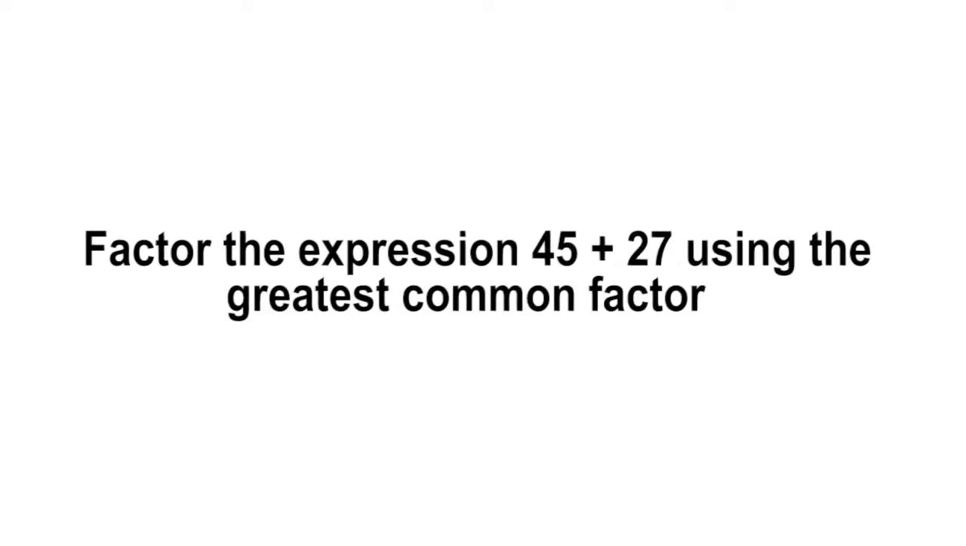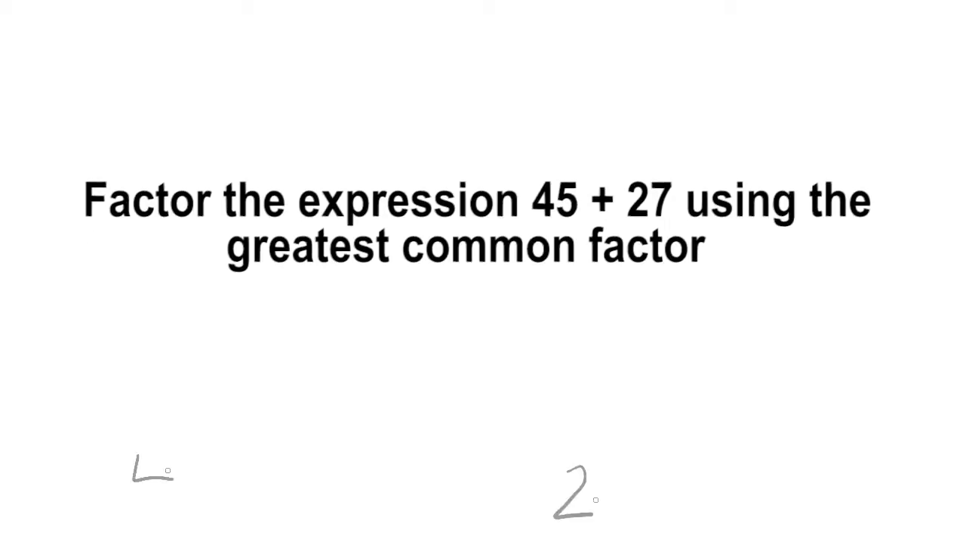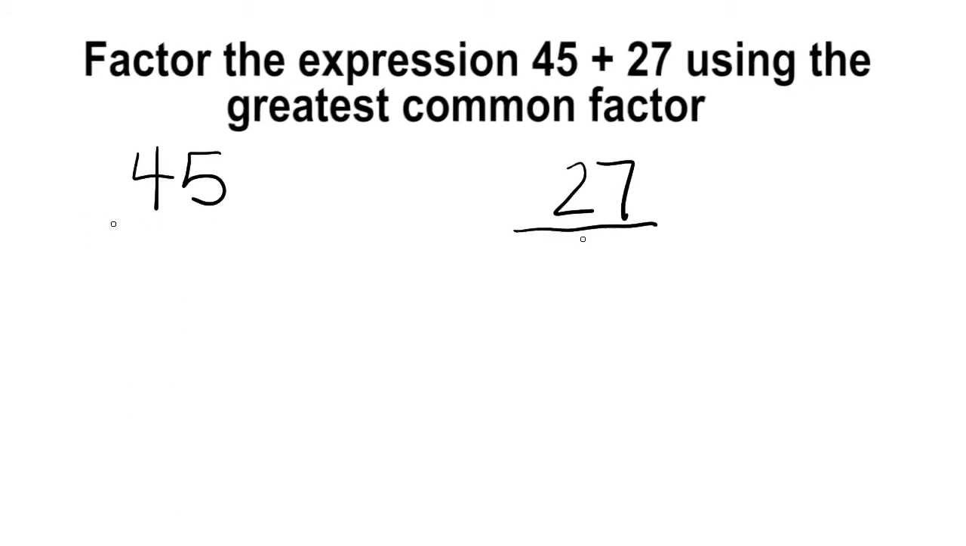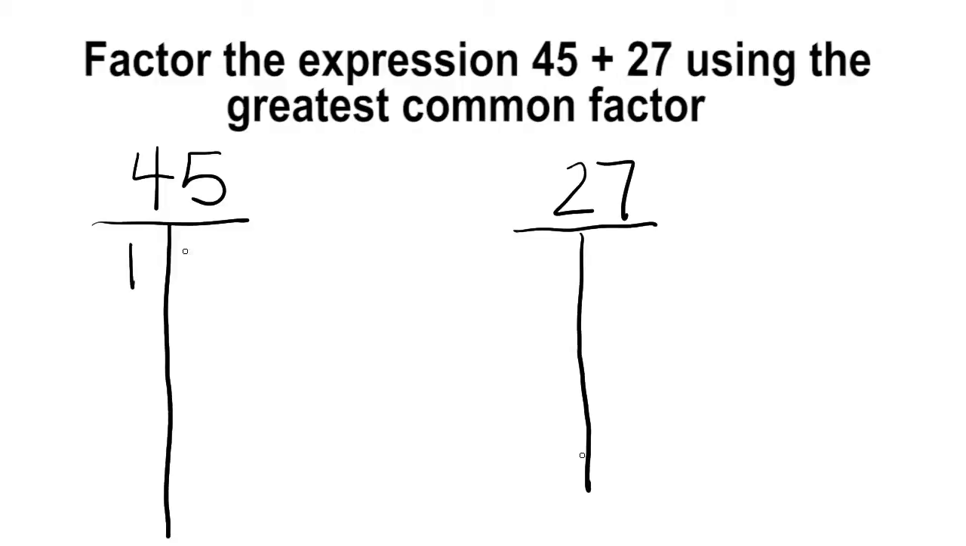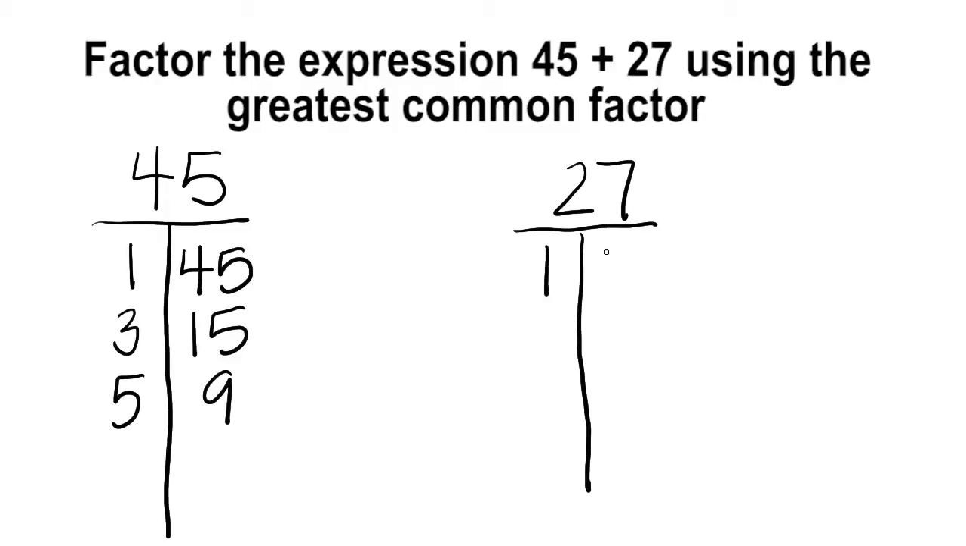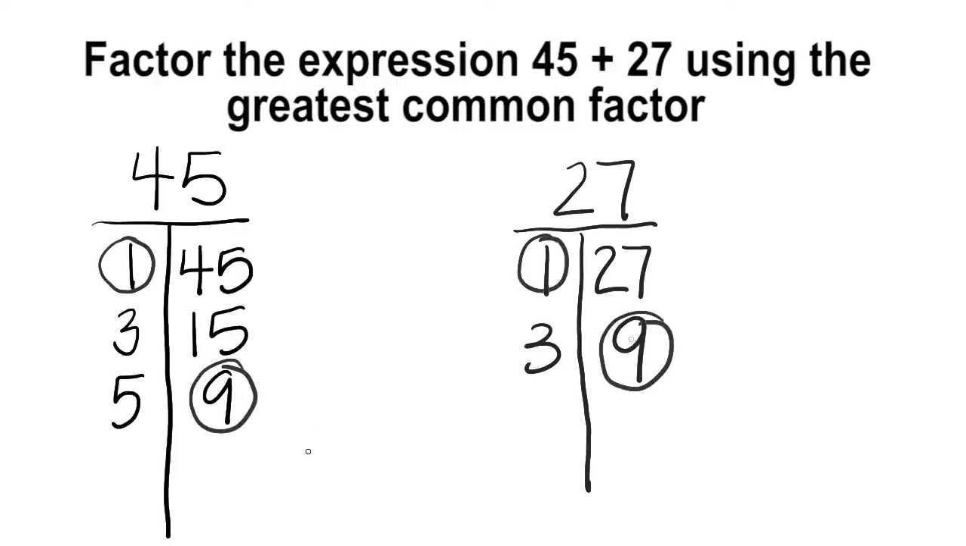Factor the expression 45 plus 27 using the greatest common factor. Let's draw our T-chart and find the greatest common factor for 45 and 27. The factors for 45 are 1 and 45, 3 and 15, 5 and 9. The factors for 27 are 1 and 27, 3 and 9. The common factors are 1, 3, and 9, and 9 is the greatest common factor.